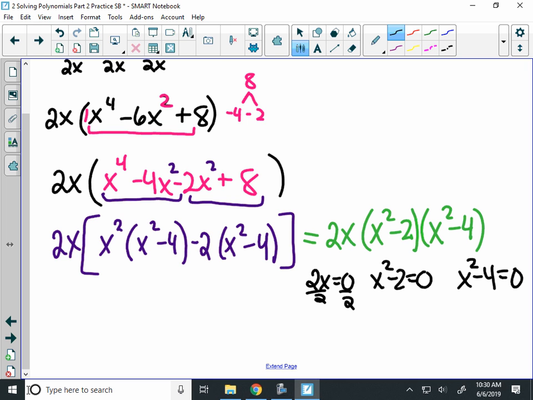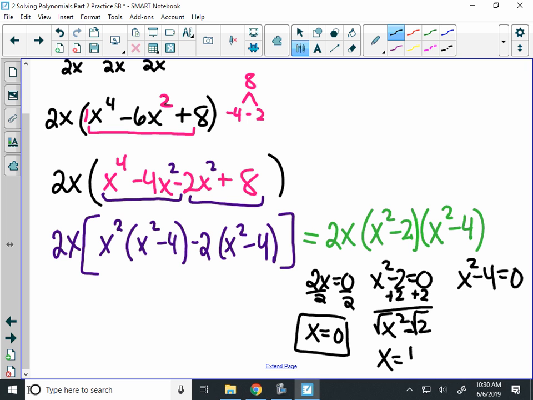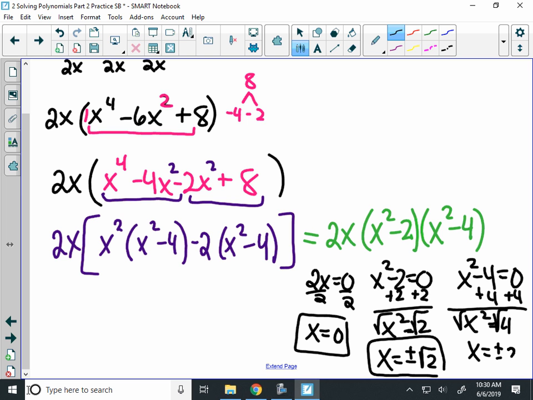First one, I divide by 2 and get a root at 0. That's 1. I add 2, x squared equals 2, and square root. That gives me plus or minus radical 2, which is 2 more roots for a total of 3. And my last guy here, when I add 4, I take the square root of 4, and the square root of 4 is plus or minus 2, which is 2 more roots for a total of 5 that we want. 3 real, or all real, 2 irrational.